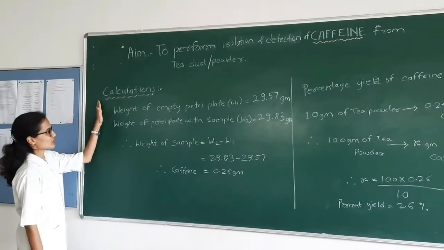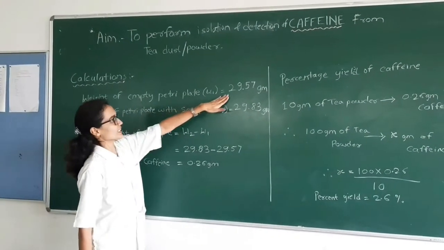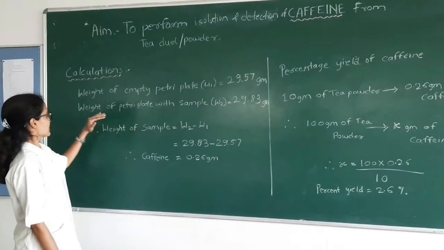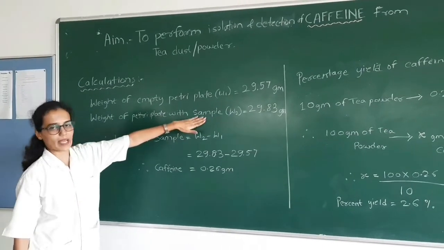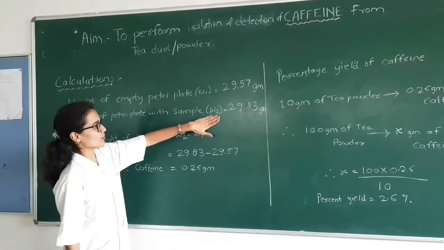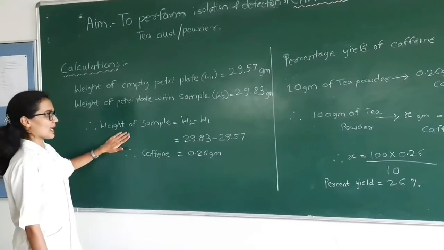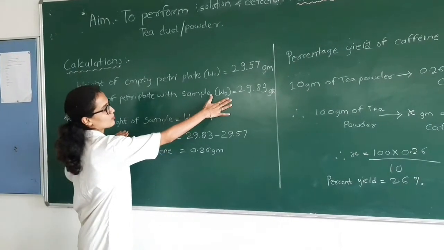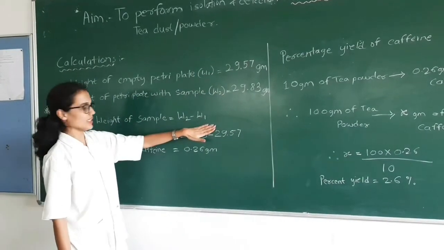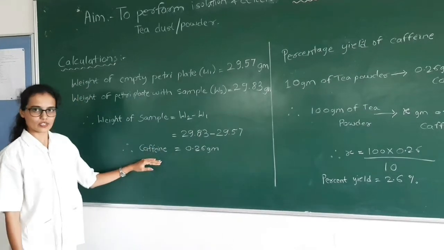For calculation, first the weight of the empty petri plate is taken, that is 29.57, and I have labeled this as W1. Second is the weight of the petri plate with sample, the evaporated sample. W2 is equal to 29.83 gram, and the weight of the sample is obtained by subtracting W1 from W2, that is W2 minus W1, and the value is 0.26 gram of caffeine isolated.